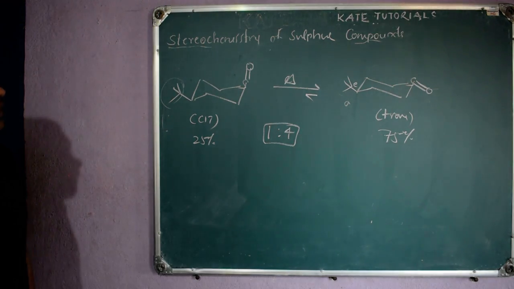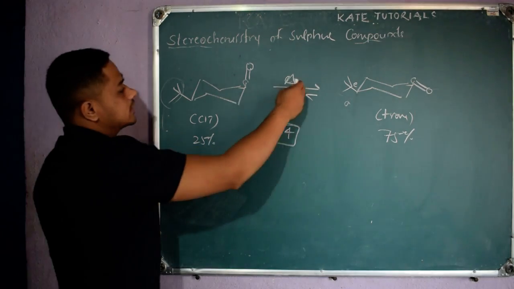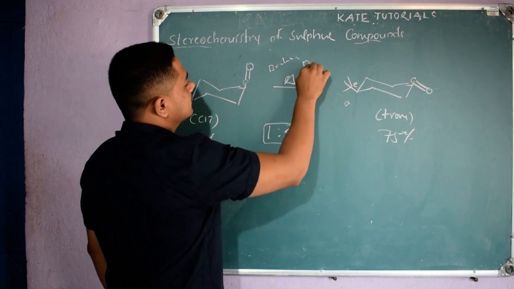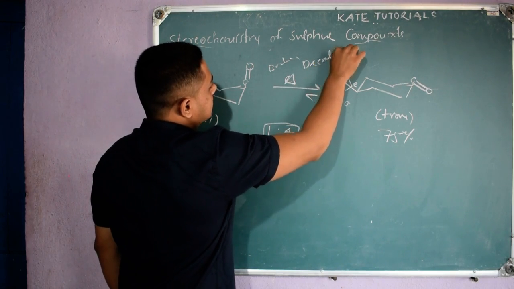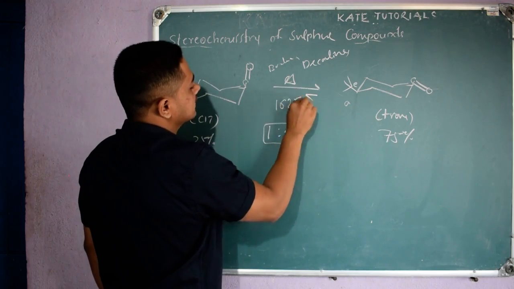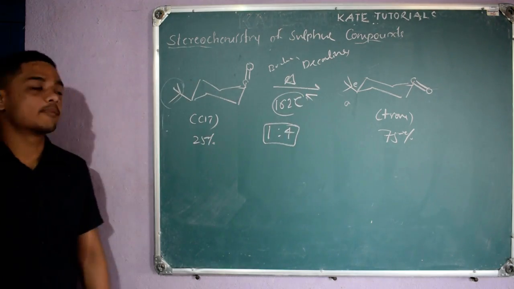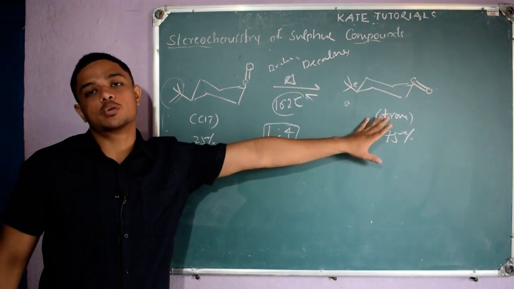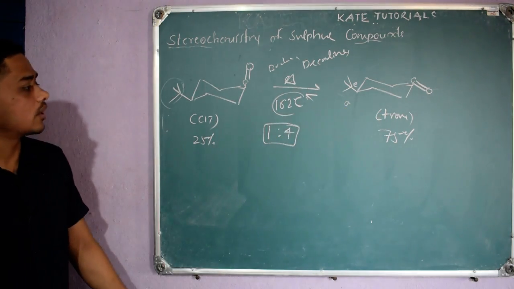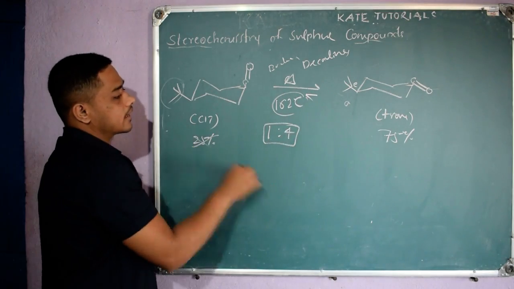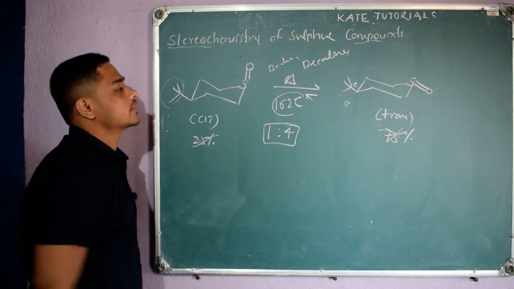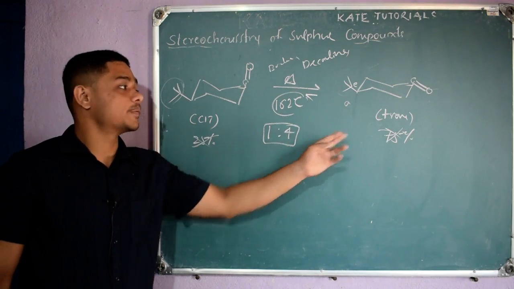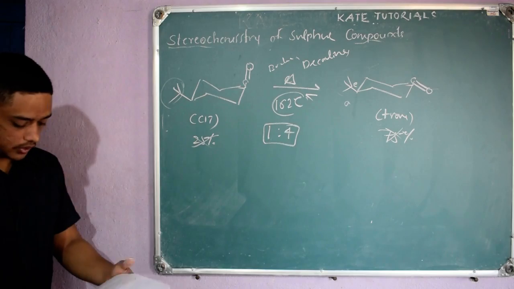So they told 1:4 ratio, and we heat with some high boiling solvents, like decalin, at around 162 degrees Celsius. So these decalins are high boiling liquids. If we heat it like this, the cis will be converted mainly to trans only, and the ratio we have told is 1:4, not 1:3. Here it will be 1:3. So the ratio is 1:4. 1% of cis, then it will be 4% of trans. Like that the ratio will be, right?